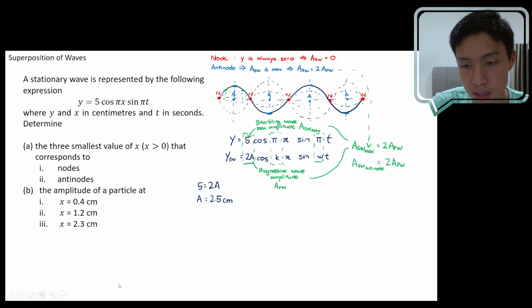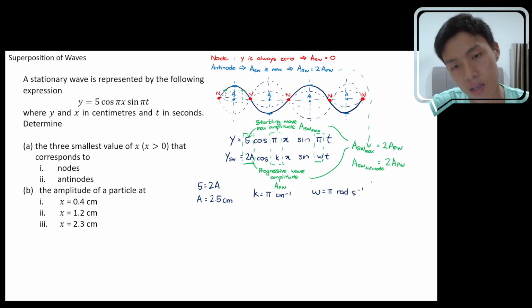Okay, next, k is equal to pi per cm. Okay, everything regarding distance is in centimeter. Omega is equal to pi radian per second. Okay, so let's look at the question. The 3 smallest values that correspond to nodes. Okay, so let's analyze nodes first.